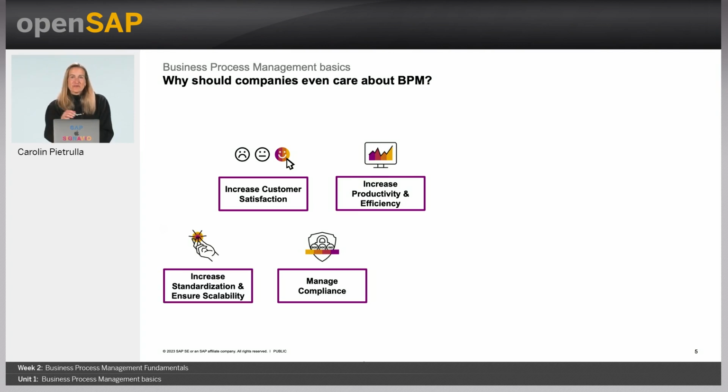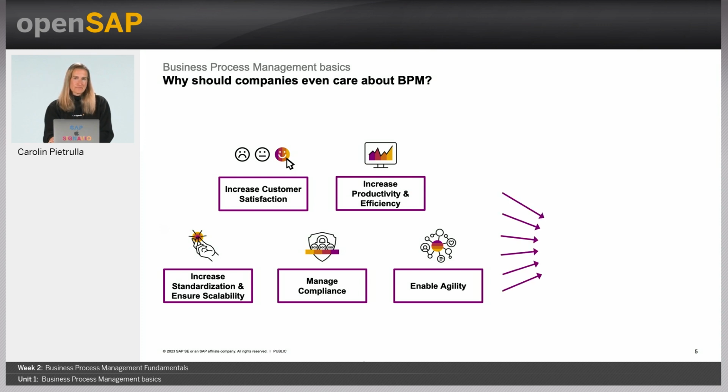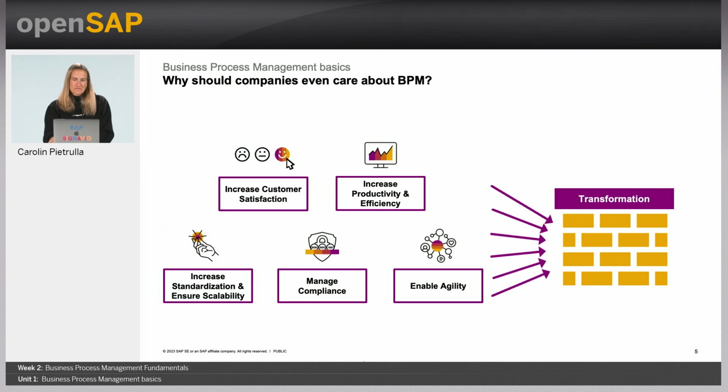But how can we not care about increasing standardization and ensuring scalability to reduce errors and improve quality? True business process management enables agility by providing a framework for organizations to quickly adapt to changing business needs and respond to new opportunities or threats. It sets the foundation for any kind of unforeseen or foreseen transformation.